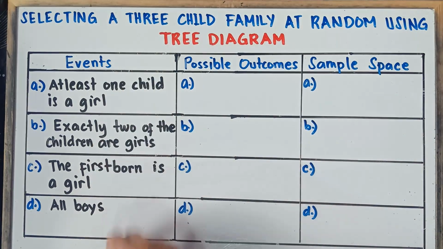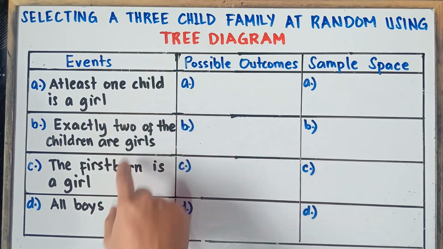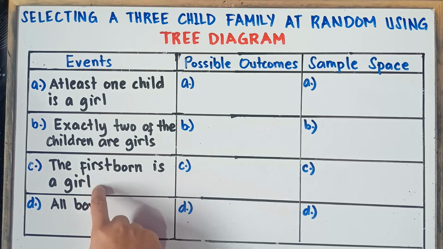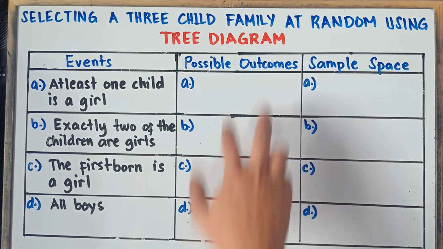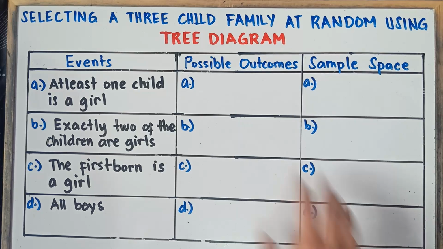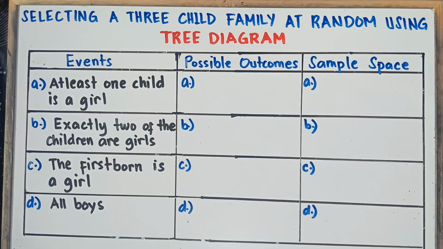So in today's video class, these are the following events. At least one child is a girl. Exactly 2 of the children are girls. The firstborn is a girl and then all boys. And we need to answer the possible outcomes with regards to our events and then the sample space. Before we can answer this, we need to construct a tree diagram for a three-child family at random. Alright, so let's do that.